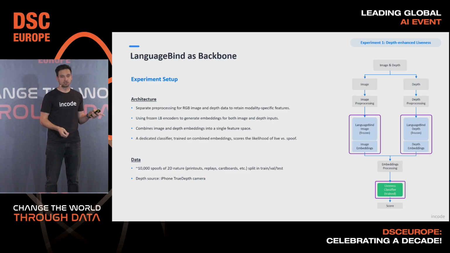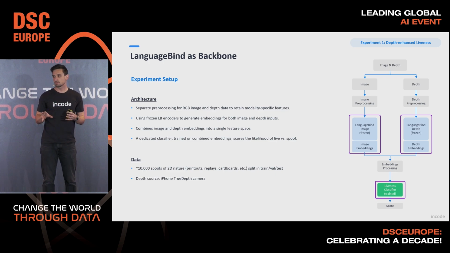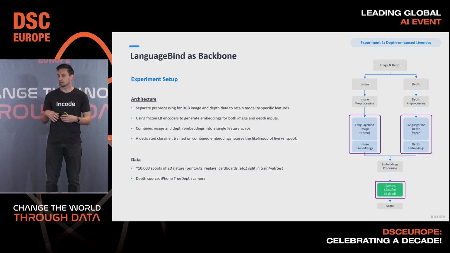And for this task, we collected 10,000 spoof attacks of 2D nature, which means that they are flat. So it's like either a photo shown on a screen, or a printed photo, or a 2D mask, stuff like that. Obviously, divided into train, validation, and test. And an important note that for the depth source, we used the true depth camera from iPhone.